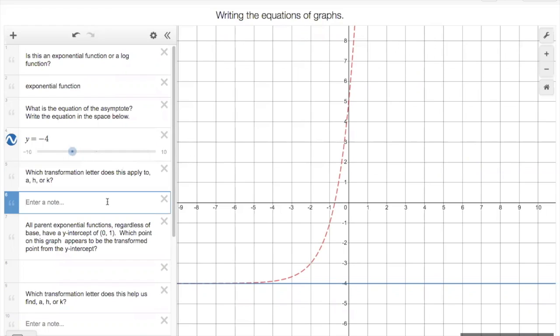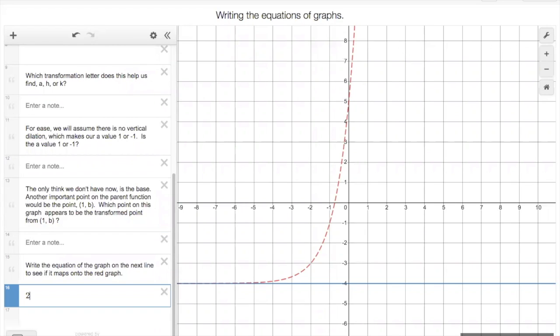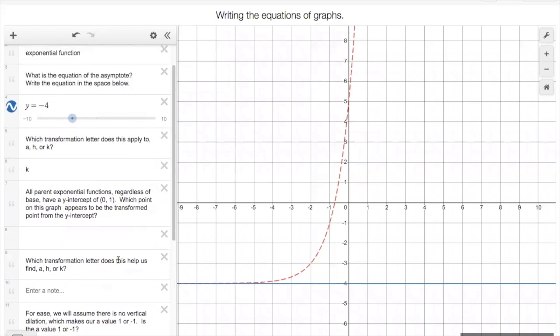In terms of transformation letters, we have A, which is a vertical dilation, H, which is a horizontal translation, and then K is our vertical translation. So that would be this movement right here of what was y equals 0 is now y equals -4. The parent functions of exponentials all have the asymptote of y equals 0. So y equals 0 is where it starts, but now it's been shifted down 4. In terms of finding the base of the exponential, we'll get to that at the end.